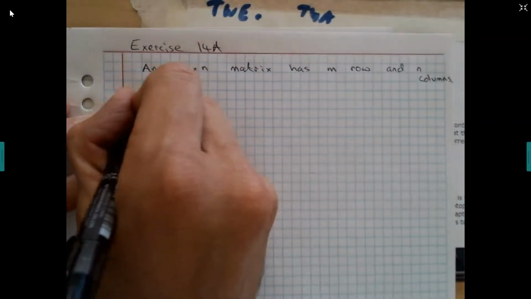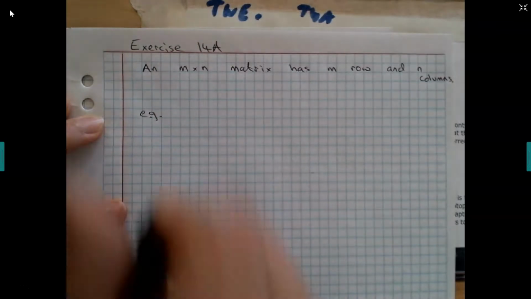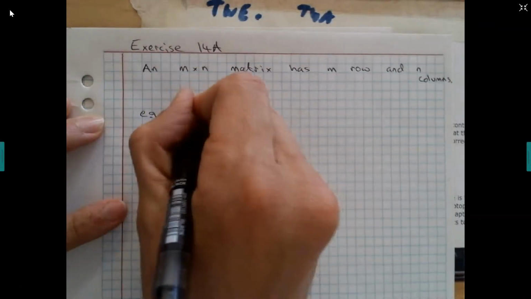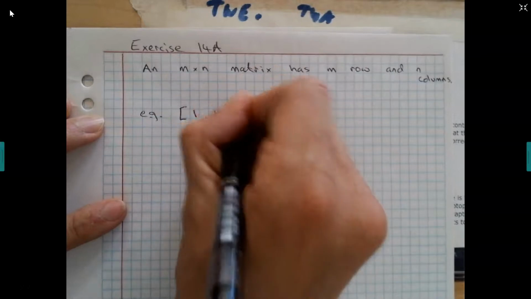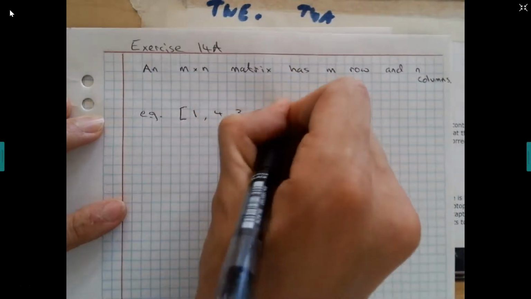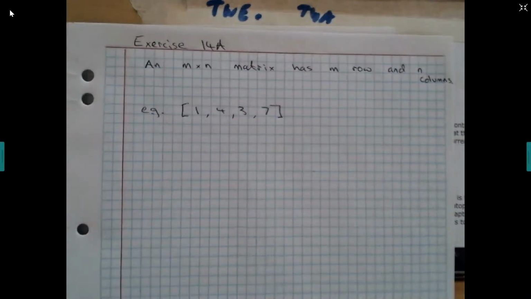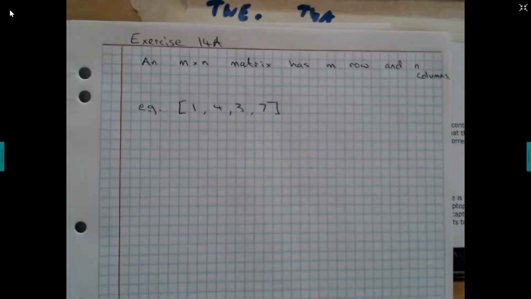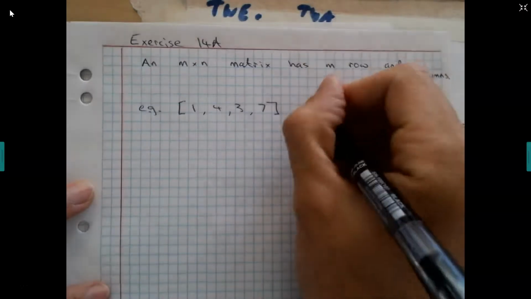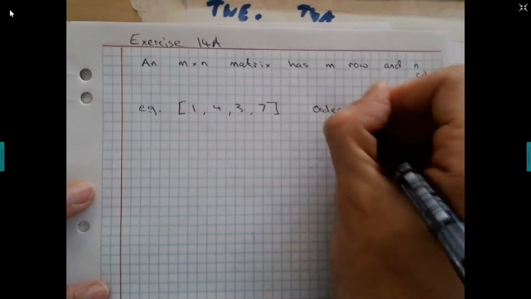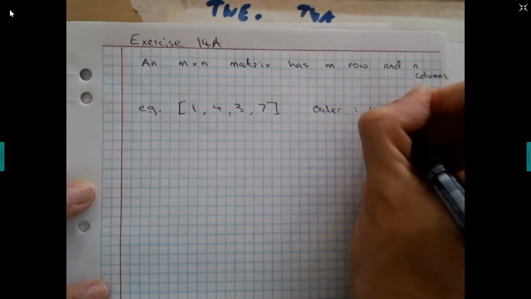So e.g., if we had a matrix that was 1, 4, 3, 7, if we wanted to write the order of that matrix, it would be a what by what type of matrix. Just look at how many rows and columns there are. 1 by 4. Alright, so the order is 1 times 4.